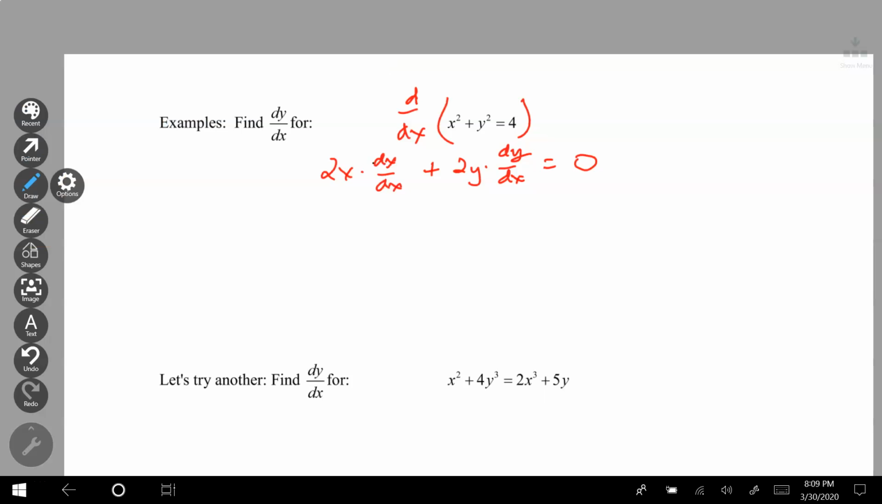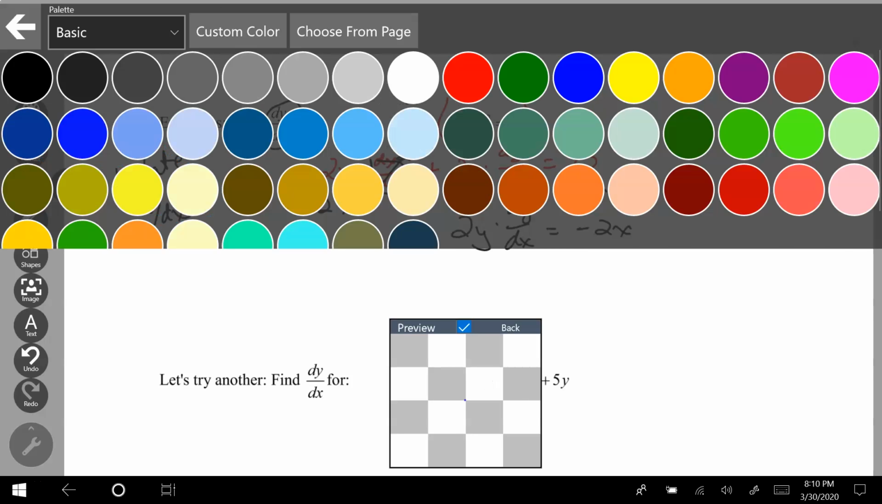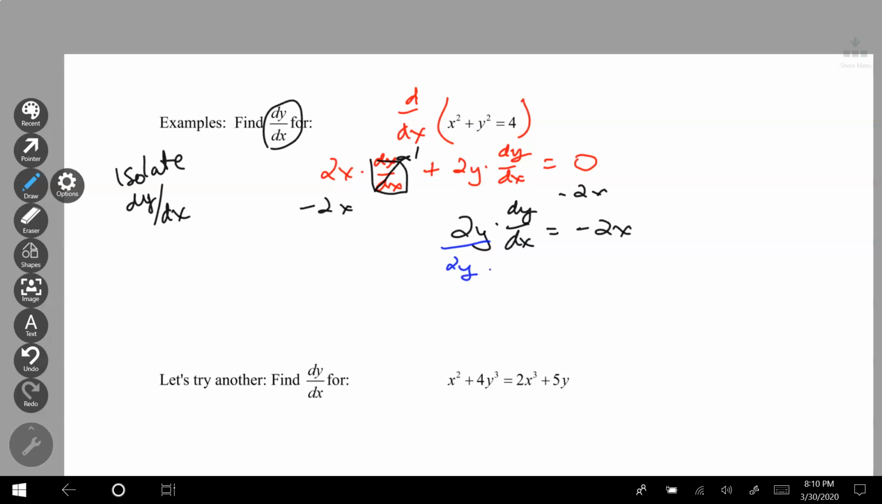Now, talked about this, that is just equal to 1. And we were solving for dy over dx. I want to isolate the dy over dx. I'm going to do that by subtracting this over. I get 2y times dy over dx is equal to negative 2x. And I'm going to divide out by 2y. And I could clean it up a little bit. And I get dy over dx is equal to negative x over y.